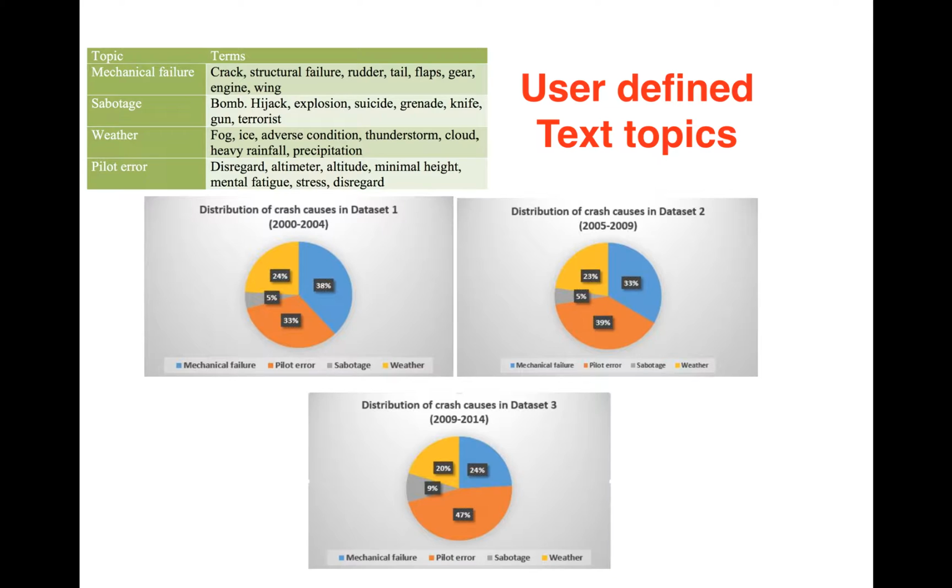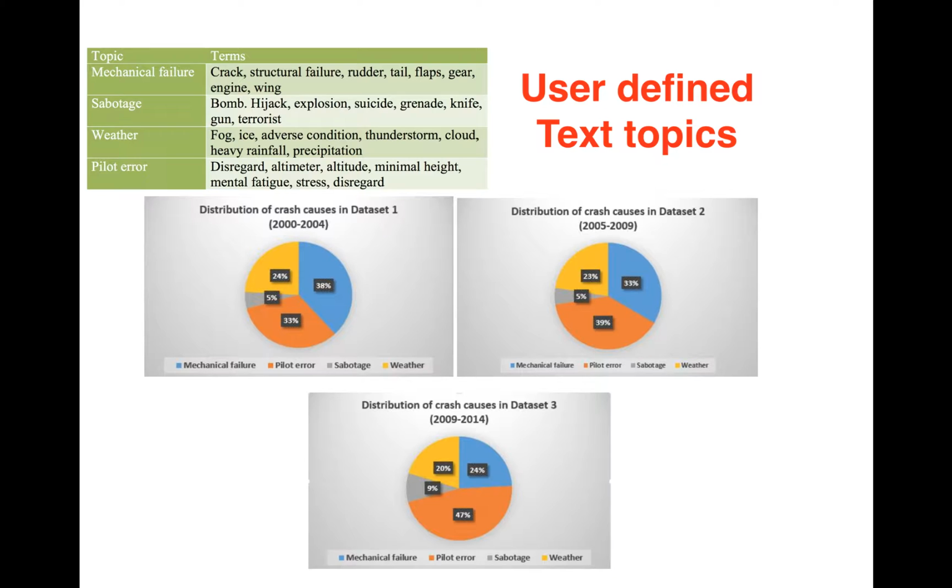Now, if you look at the distribution of these four text topics over the three datasets, it's quite interesting. In the first dataset, on the left, you can see that the highest percentage of crashes are due to mechanical failure, that is 38% of them.